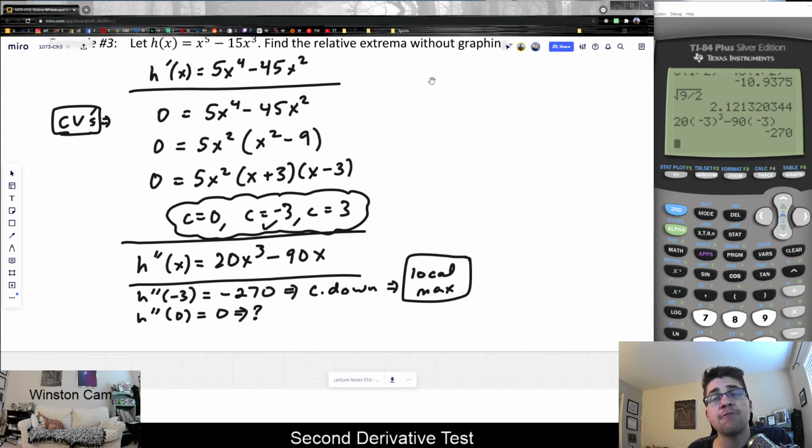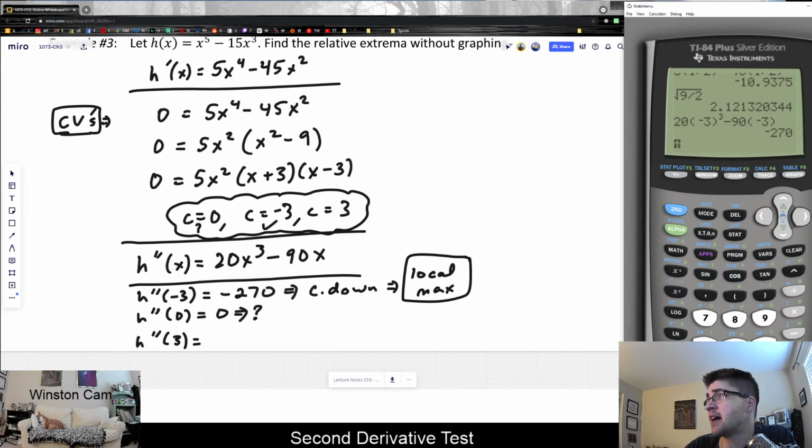So we'll use the first derivative test here in a second to check on that one. And then looking at the last critical value, which was 3, all I've got to do is plug that into my second derivative. So if I plug 3 in, this would be the same exact thing I just calculated, but with a +3 instead. And this would leave me with +270 instead of negative. And again, a positive second derivative indicates concave up.